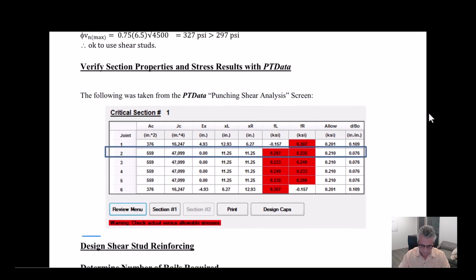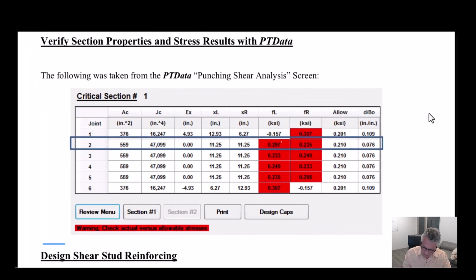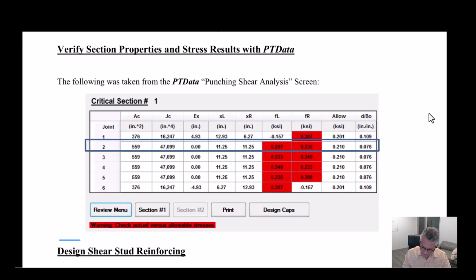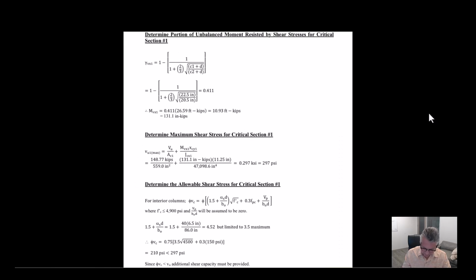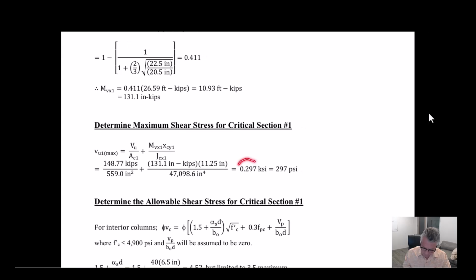Okay, so remember, I'm running along with PT Data. I'm actually using a real example from a real design that we had done, and that's why our values were so specific. But I want to show you that I calculated 297 psi as the worst case. Voila, 297. I agree with PT Data, and PT Data and I typically agree with each other. We like each other. We're of the same mind.